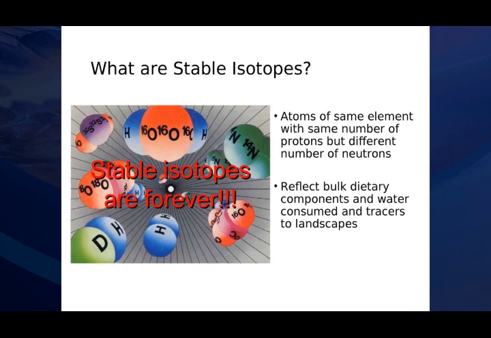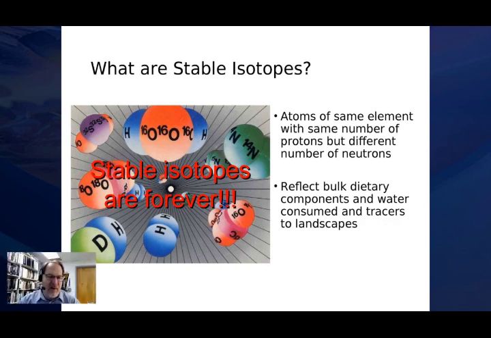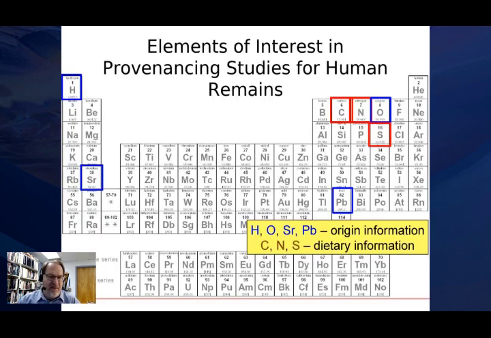So I'm assuming most of you probably know what stable isotopes are, but just a very quick recap. They're basically atoms of the same element that have the same number of protons, but a different number of neutrons. And this just means that isotopes of a given element are going to go through chemical reactions at different rates based on their atomic mass. And typically when we sample human tissues for isotopes, we're looking at some kind of bulk dietary components of food and water that are consumed, as well as tracers to landscapes, such as places where food was grown.